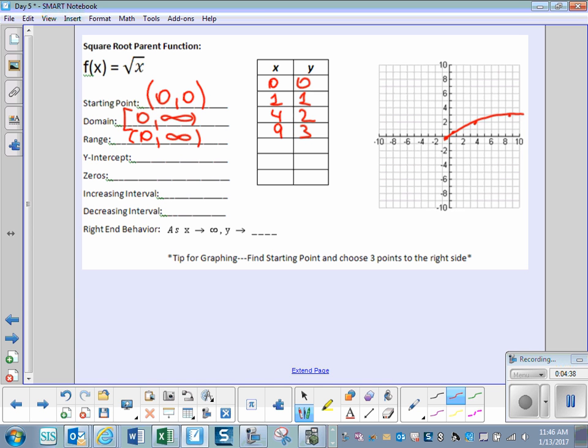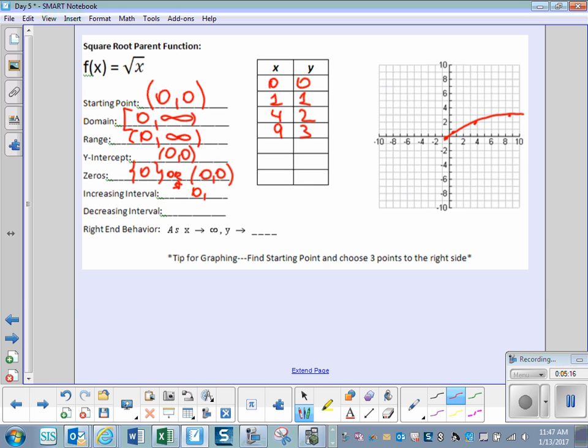Okay, so what are my intercepts? Y-intercept: 0, 0. What is the zero of this function? Zeros are x-intercepts, so 0, which is the point 0, 0. Increasing interval: where does my function increase? 0 to infinity. Everyone sees this?